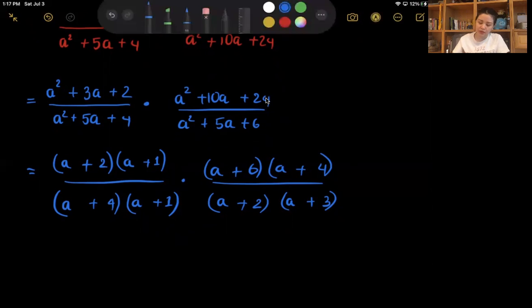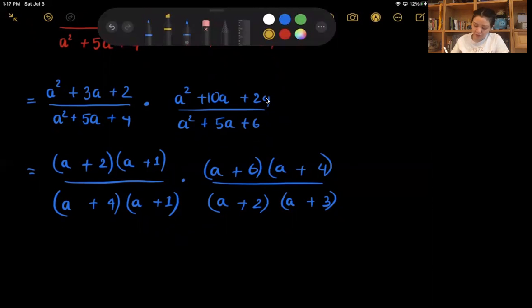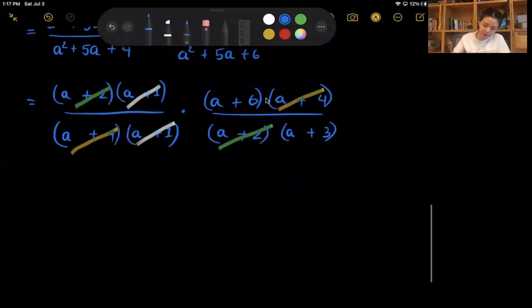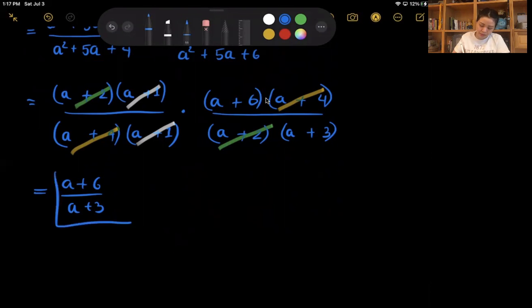Okay, so what else? Let's see, I can simplify. I can simplify a plus 4 here, right? A plus 2, and a plus 1, right? So what do I have left? It is a plus 6 divided by a plus 3. Okay, and then of course, a cannot be -3. Why? Because the bottom will be 0, and we don't want that, right?